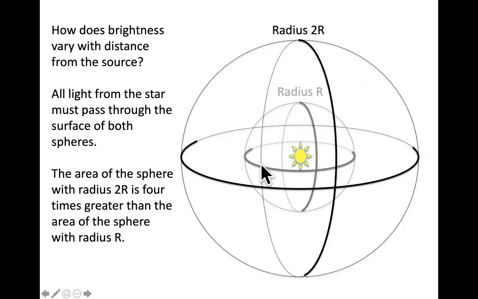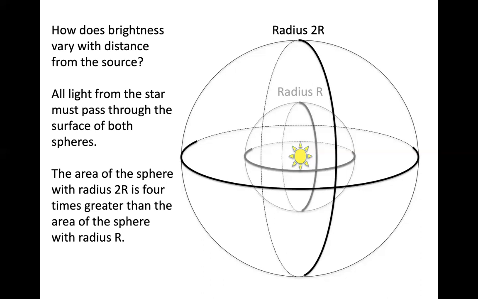There's more light coming through every little bit of area. By the time we go twice as far out, that same amount of light is spread over a larger area. So the amount of light going through any small patch of that area has gone down. That's basically what's going on here.